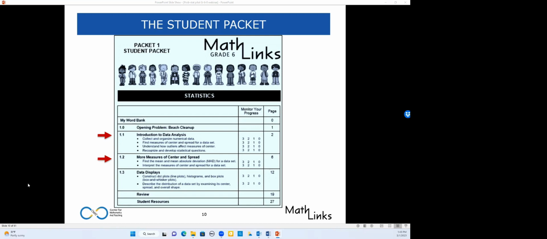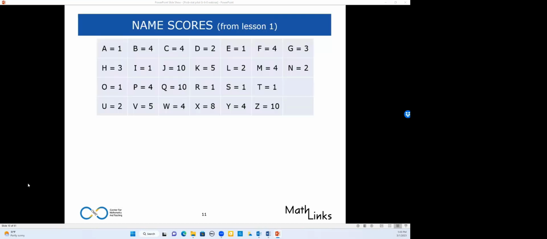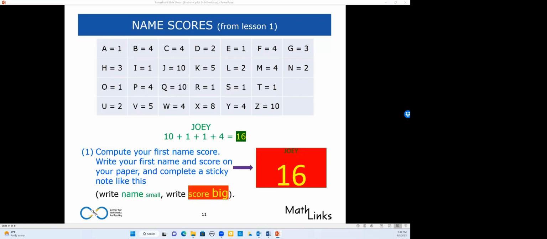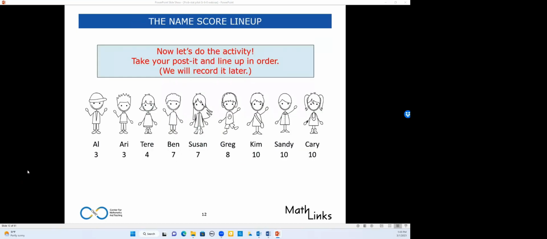We hit the ground running in the 6th grade course with a super engaging introduction to statistical measures and data analysis. Name scores starts with letter values similar to popular word games. After a quick example, students write their name score on a sticky note. Then they figure out how to line up in order.